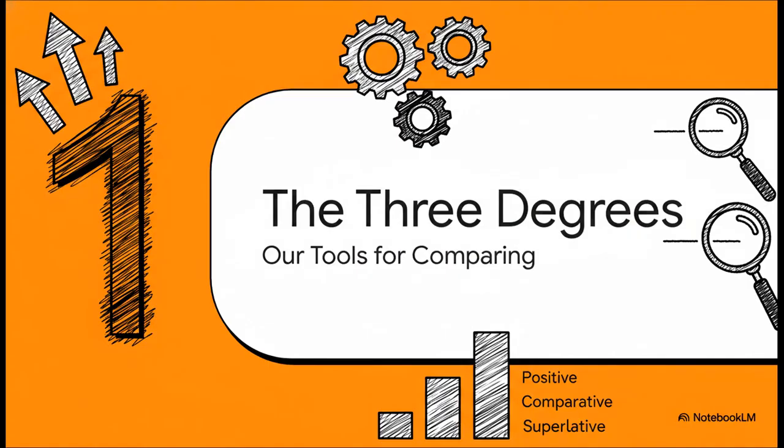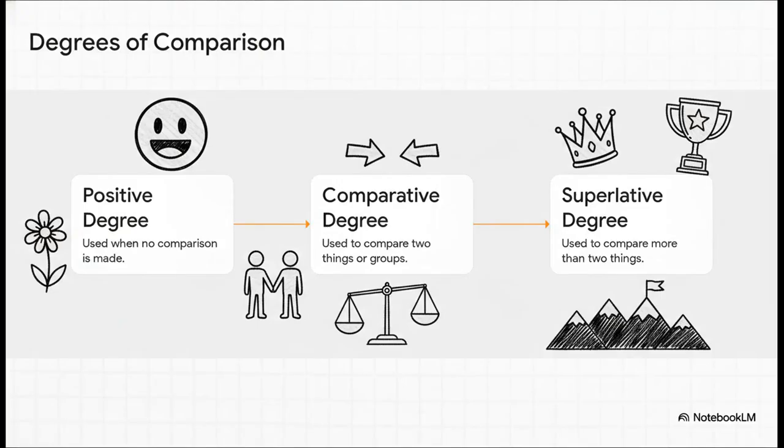To compare things correctly, we just need to learn about 3 simple tools. These are called the 3 degrees of comparison. Once you understand them, comparing anything will be so easy for you. So, here they are, our 3 special tools. The first is the positive degree, the second is the comparative degree, and the third is the superlative degree. Now, don't worry about the names. We will look at each one by one, and you will see how easy it is.